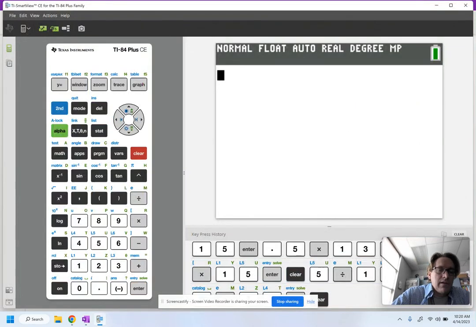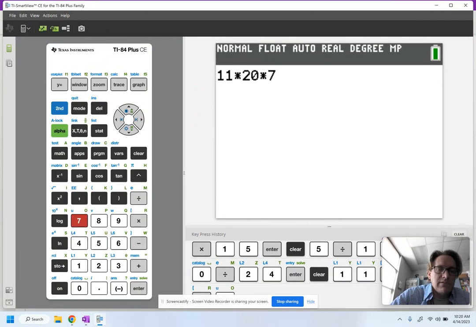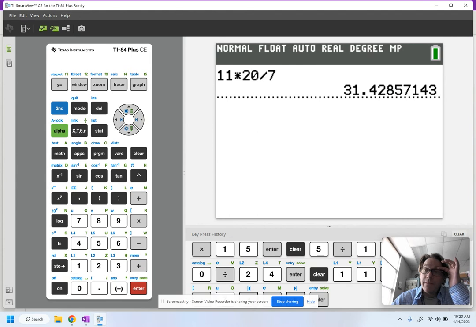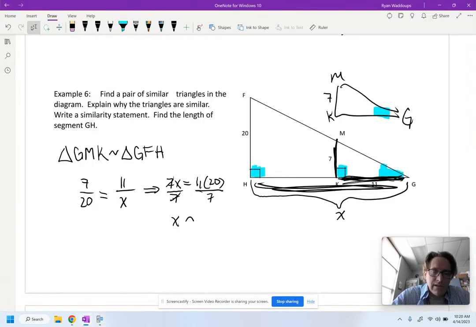We can plug that into our calculator. 11 times 20 divided by 7, and that gives us 31.4. So X then is approximately equal to 31.4.